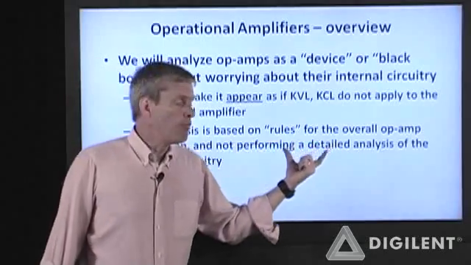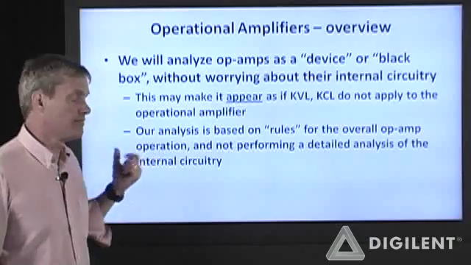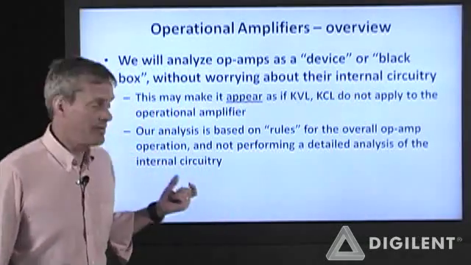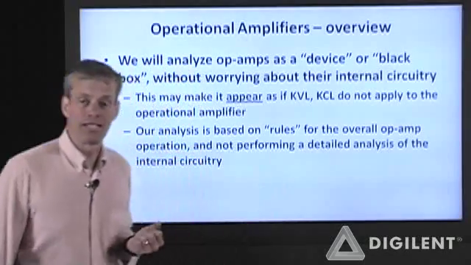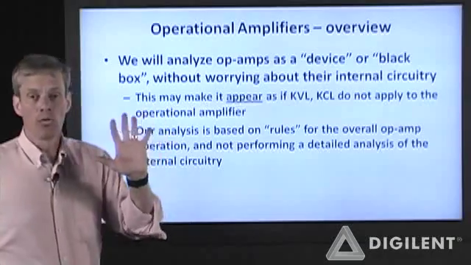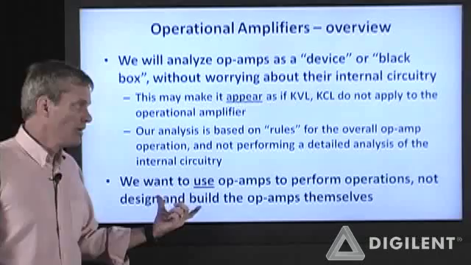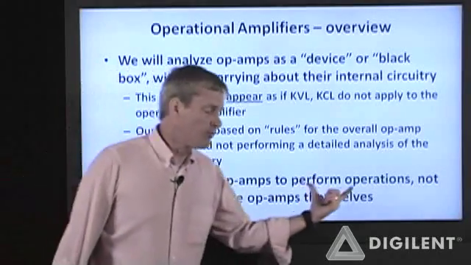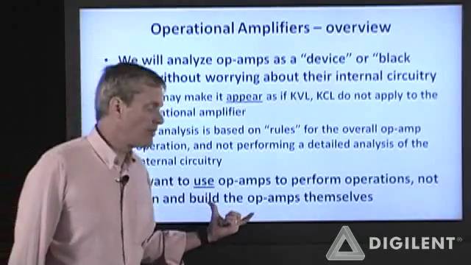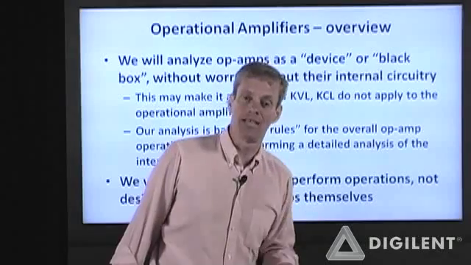So what we're going to end up with are several rules for how the op-amp is going to behave. Those are based on an analysis of the internal circuitry, but we aren't going to worry about that translation. We're just going to have a few rules that say this is the way this device behaves. We're going to forget about it until a 400 level class later on. So we're going to use op-amps to perform operations, but we don't need to actually design and build the operational amplifiers themselves or analyze them on a detailed level at this stage in our career.